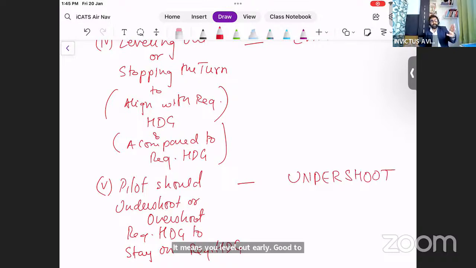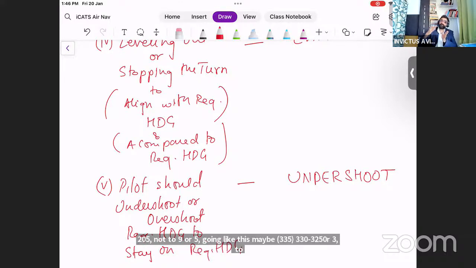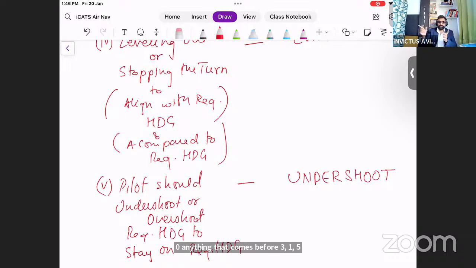It means in our case, if I have to level out on 315, when I'm turning from 045, I should level out the airplane by the time I reach 295, not 295, going like this. Maybe 335, 330, 325, or 320. Anything that comes before 315. So that undershoot, overshoot, you do not confuse with which number is bigger or which number is lesser. Otherwise, you'll make the same mistake that I made.